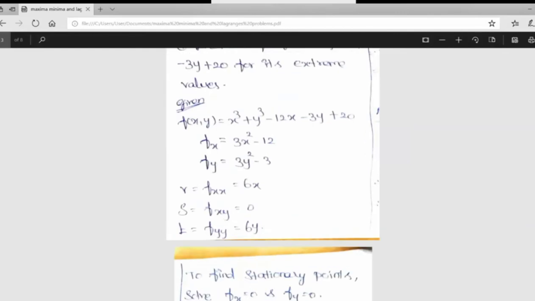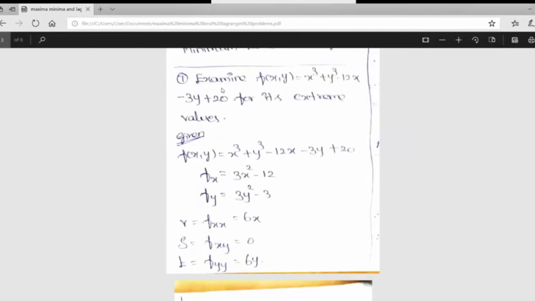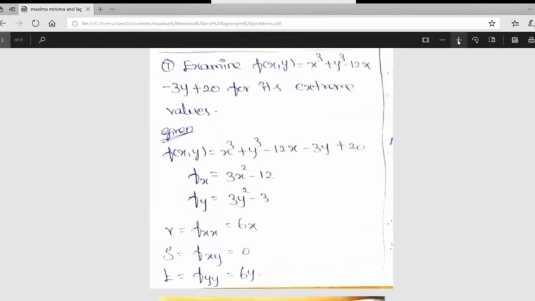Here we can see an example: examine f of x comma y equal to x cube plus y cube minus 12x minus 3y plus 20 for its extremum value. Here the function is given. We have to differentiate with respect to x and with respect to y, and then we have to find R, S, T. Then we have to identify whether the coordinate we have obtained gives a maximum or minimum.